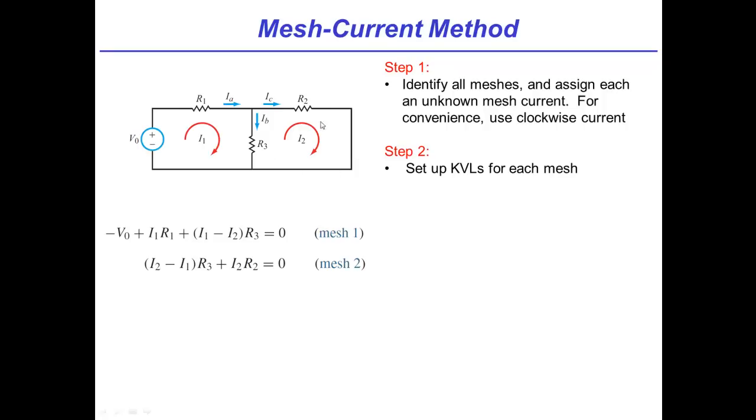We can do this again for this mesh I2 going around this mesh here. Let's take a minute for you to think about it and come up with the KVL on your own. Look at the KVL that you see there and see if you can explain why we've got it, and then we'll review.